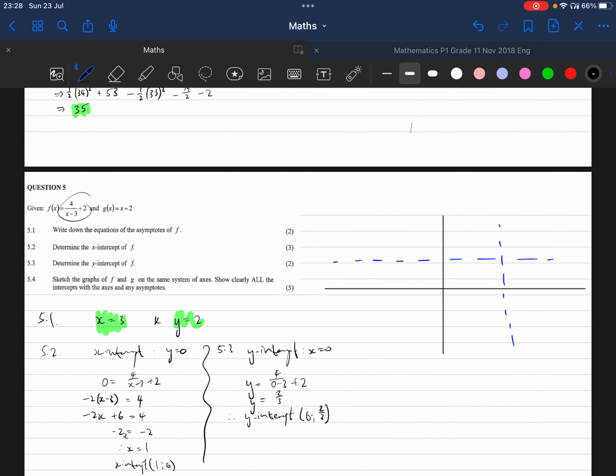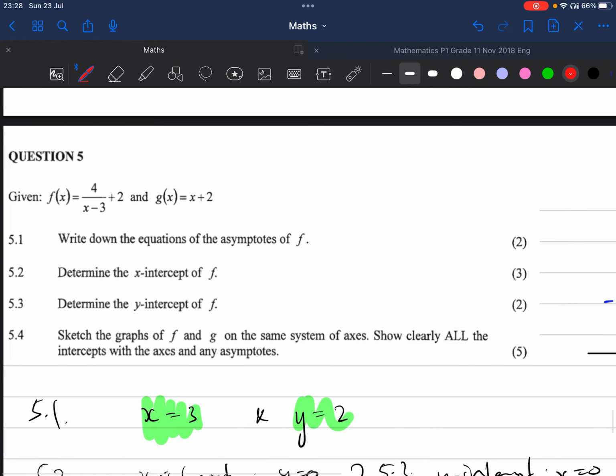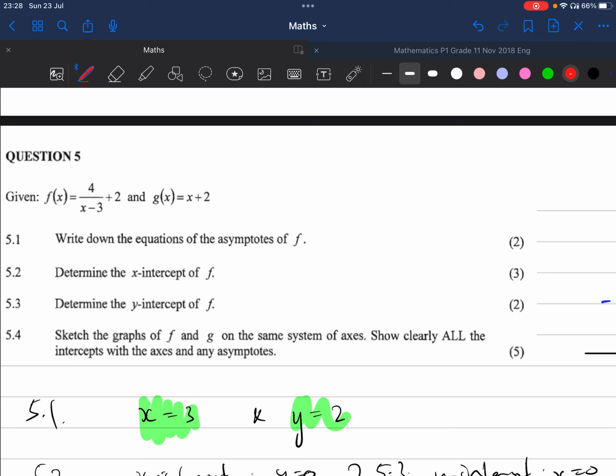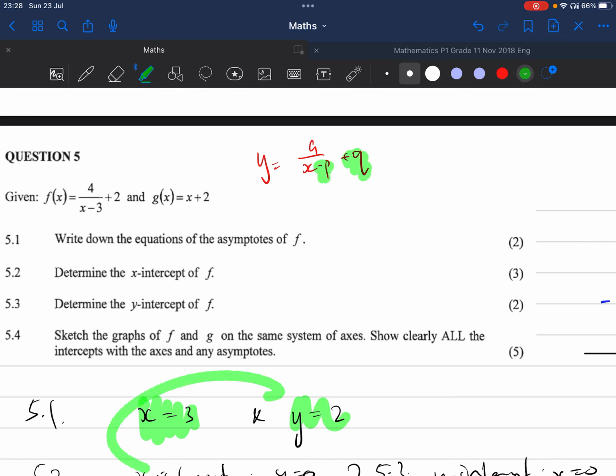So let's draw in f of x in red, and remember f of x is our hyperbolic graph. Now there's a few things to take note of. We took care of the asymptotes, right? Now we need to take care of the shape. So the general equation for a hyperbolic graph is y equals a over x minus p plus q. Now we've dealt with this q and p, that's the asymptotes.